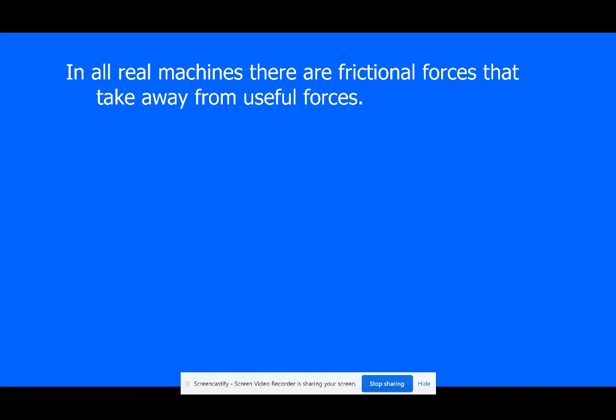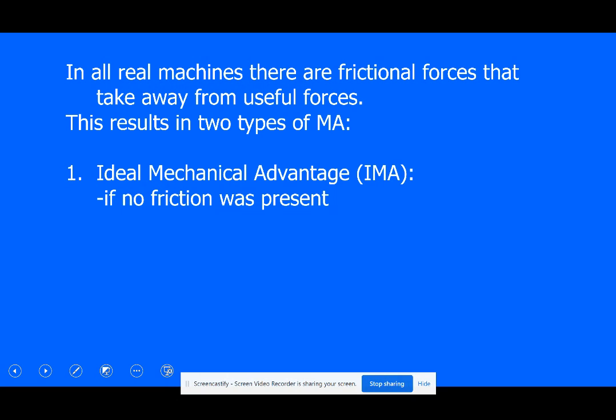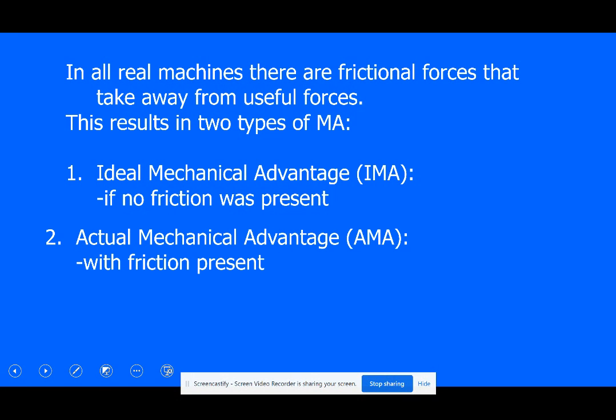In a real machine, there's friction that takes away some of that advantage, and that's where we get our two types of mechanical advantage, the IMA and the AMA. IMA is just based on distances, so that's if there was no friction, that's the mechanical advantage you should get. But because there's actually friction, the actual mechanical advantage is what you will actually get. It's based on the forces involved. And the IMA is always larger than the AMA.